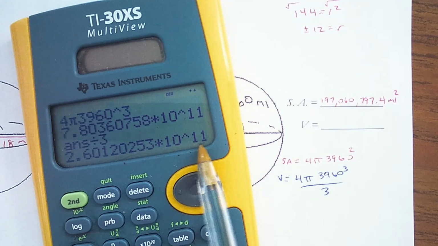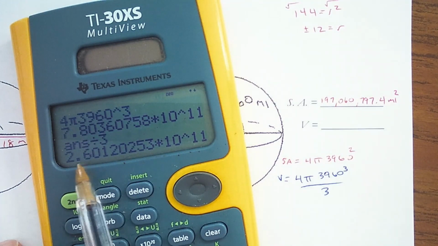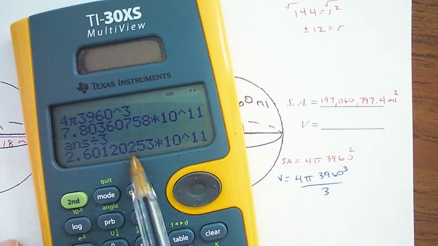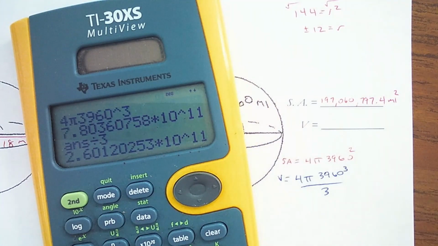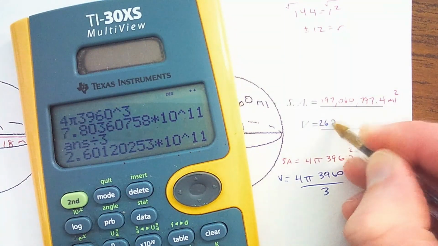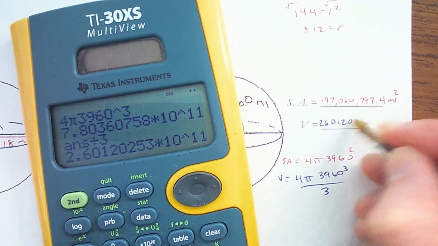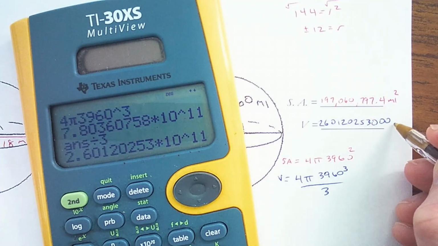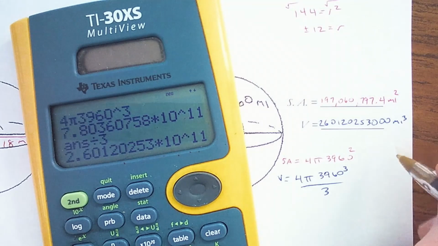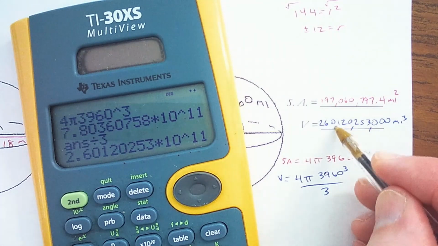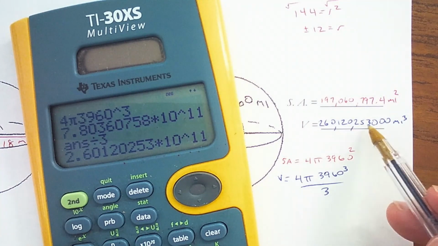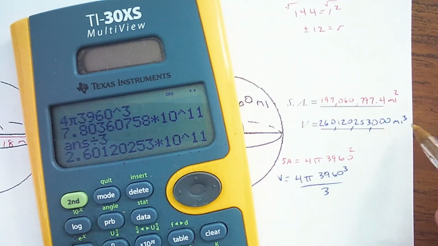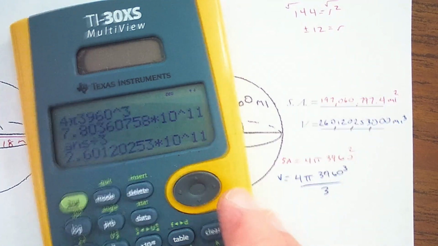Okay, so now it's times 10 to the 11th, which means I'm going to move this decimal 11 times. 1, 2, 3, 4, 5, 6, 7, 8. So I'll need 9, 10, and 11. I'll need 3 zeros here. So I've got 260,120,253,000. And that is in miles cubed. So that is 260,120,253,000 cubic miles approximately for the volume of the Earth.